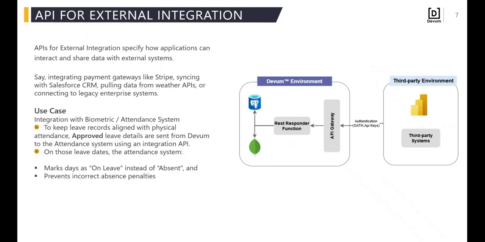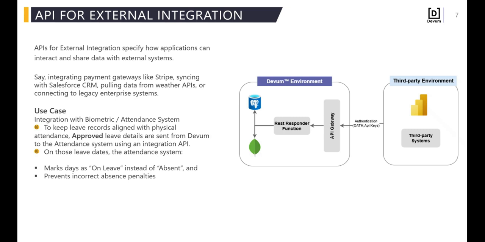APIs for external integration. APIs for external integration allow Devum applications to securely connect and exchange data with outside systems. This is how we integrate with services like payment gateways, such as Stripe, sync with tools like Salesforce, pull information from weather APIs, or even connect to older enterprise systems.